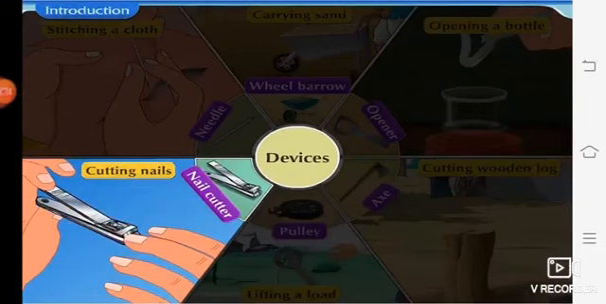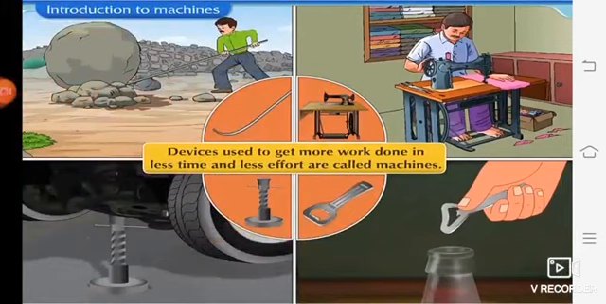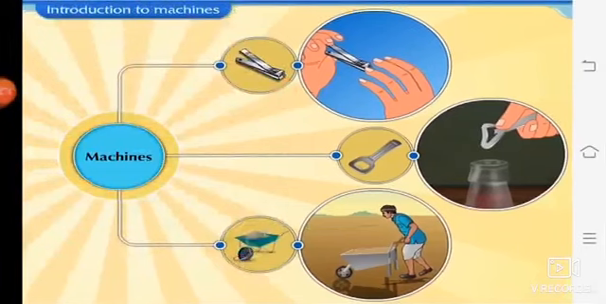So children, such devices which are used to get more work done in less time and less effort are called machines. Okay, then the nail cutter, the bottle opener, the wheel which is used to carry the load. Yes, you can see them in the picture. So all these are called machines.